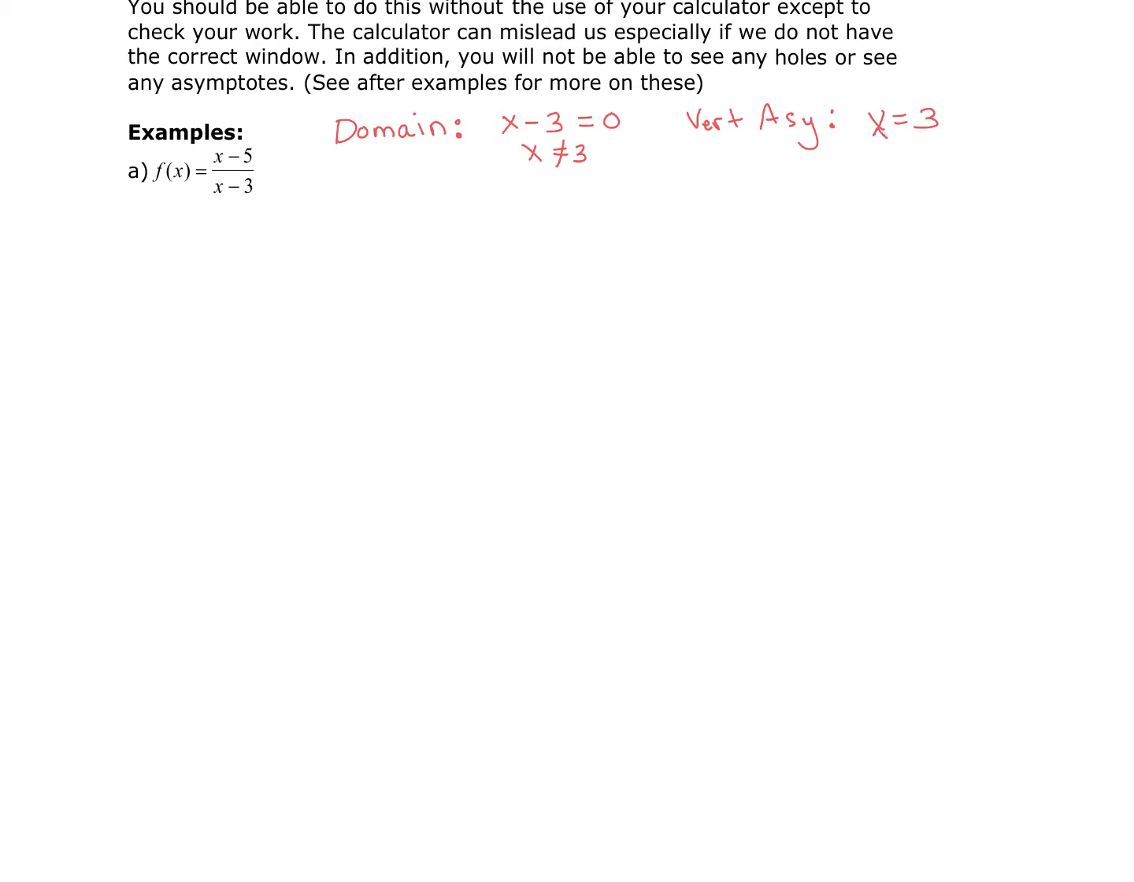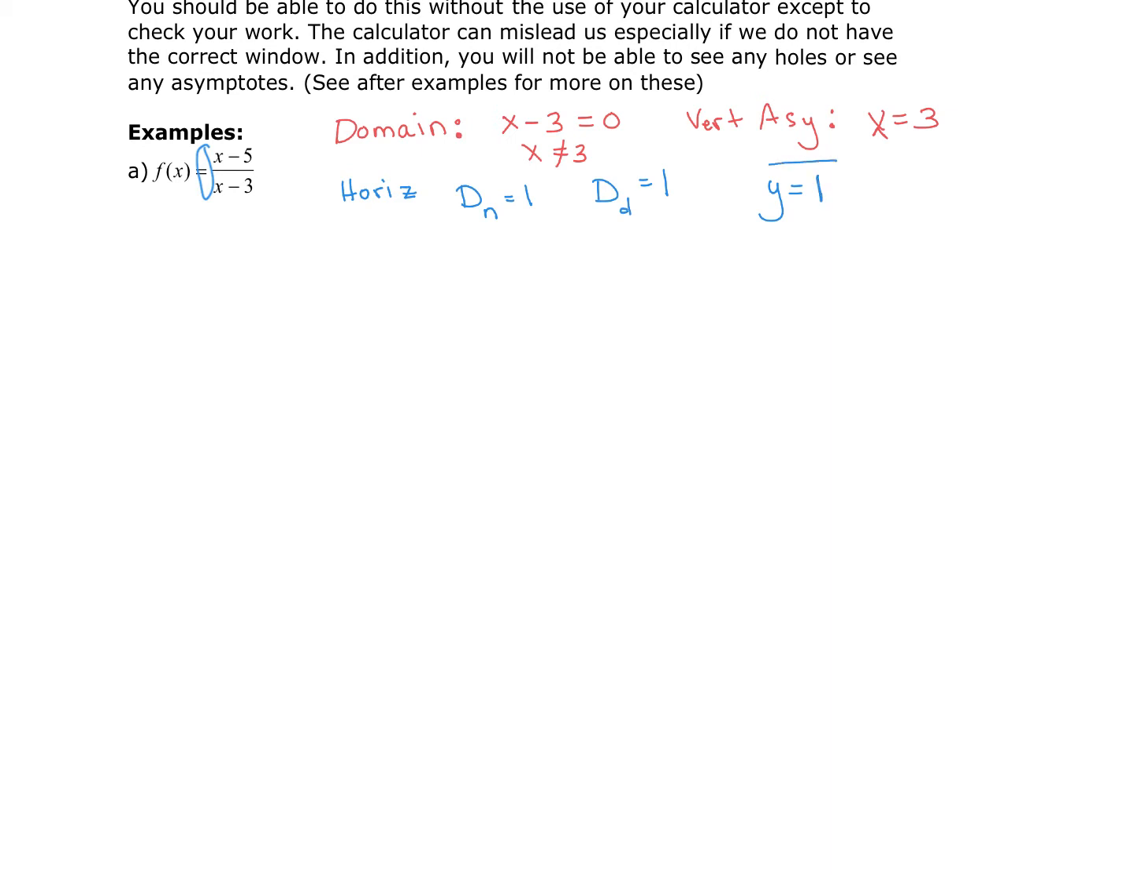Then we want to find our horizontal asymptotes. So if I look at the degree of the numerator, it's 1, and the degree of the denominator is also 1. And since those are the same, we take the lead coefficients and take the ratio, and we get a horizontal asymptote of y equals 1.